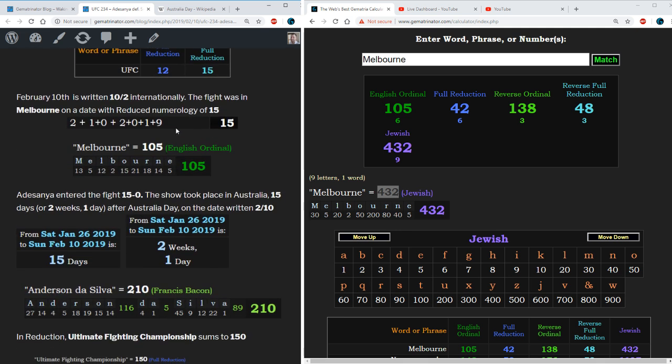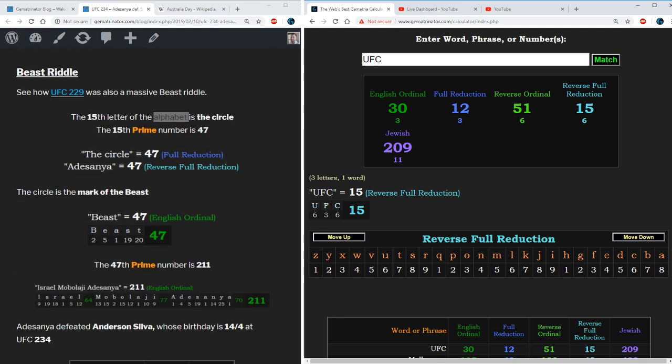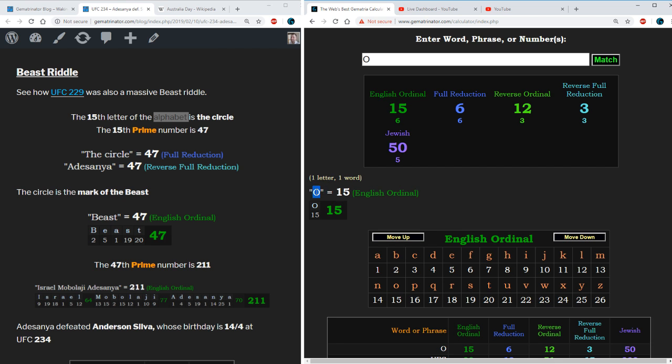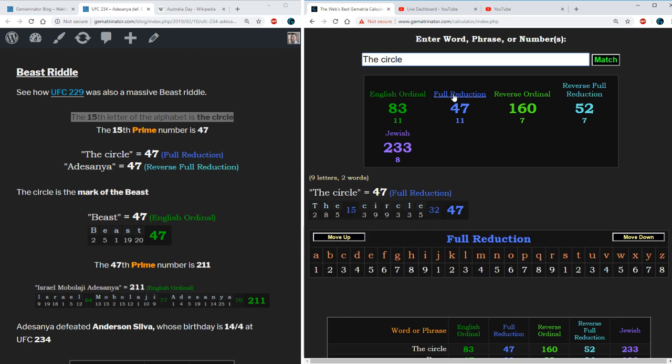In the last section, we talked about the number 15 and how significant it was for this date. UFC equals 15. Well, think about the 15th letter of the alphabet. It's the circle, the letter O. If you're familiar with my work, you may understand that the circle is interpreted as the mark of the beast, with time being the beast itself. Think about how time equals 47, just like the word beast equaling 47. And the circle is its mark. The circle equals 47.